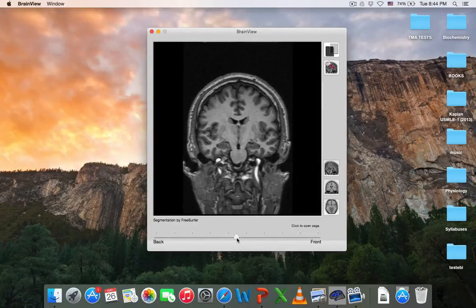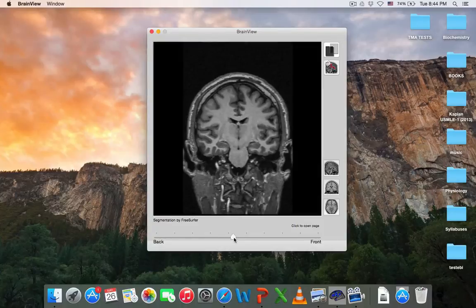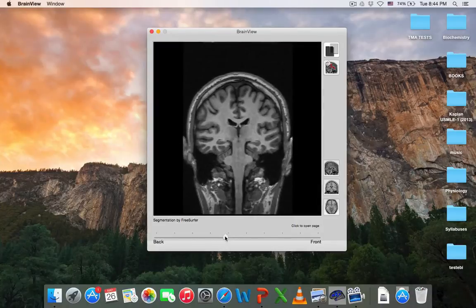Okay, I'm going back, right? So this, as you see, is the aqueduct of Sylvius, which is going to open. Okay, this is an extremely beautiful picture, if you ask me. That's the brainstem and the spinal cord. This is the pons. This is the medulla, and this is the midbrain.